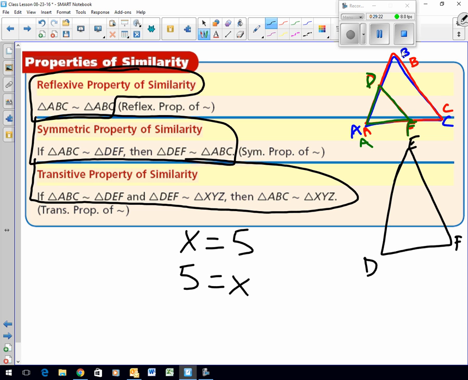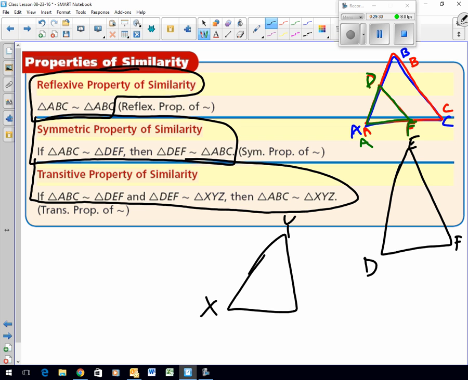Last one I have for you is called the transitive property. You hear transitive, think of threes. Here it is. If triangle ABC is similar to triangle DEF, and if triangle DEF is similar to triangle XYZ, then triangle ABC is similar to triangle XYZ. If 1 is to 2 and 2 is to 3, then 1 is to 3. If 1 is to 2 and 2 is to 3 and 1 is to 3, is 3 to 1 through the transitive property?